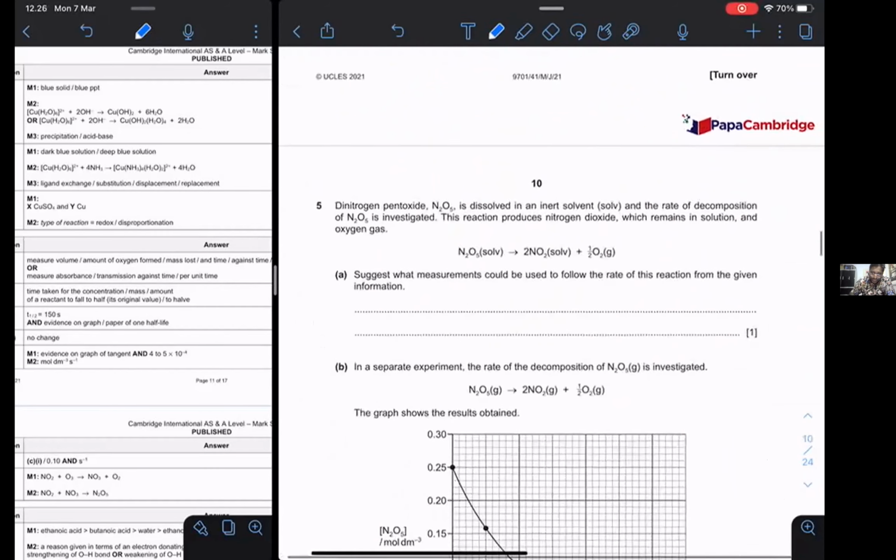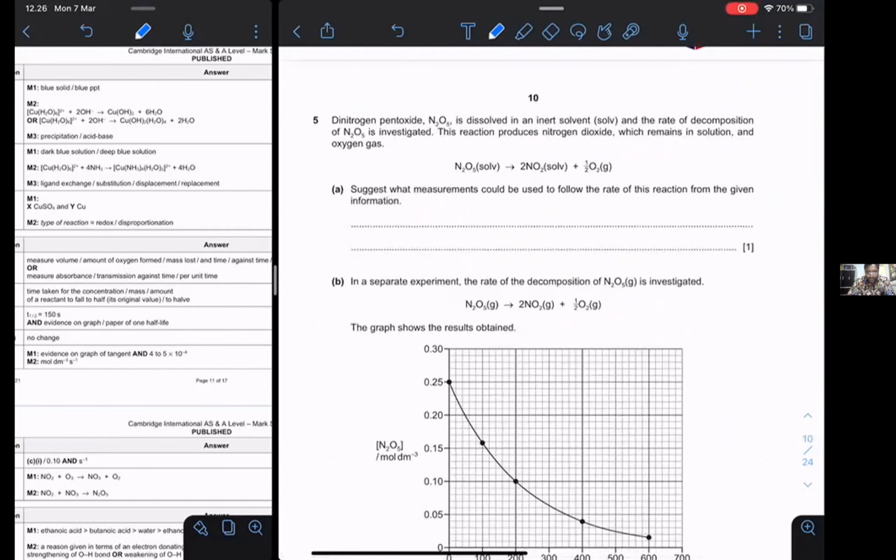Now, number 5, dinitrogen pentoxide, N2O5, is dissolved in inert solvent and the rate of decomposition of N2O5 is investigated. This reaction produces nitrogen dioxide, which remains in the solution, and oxygen gas. So I think they have given you the equation. Now, suggest what measurement could be used to follow the rate of this reaction from the given information.